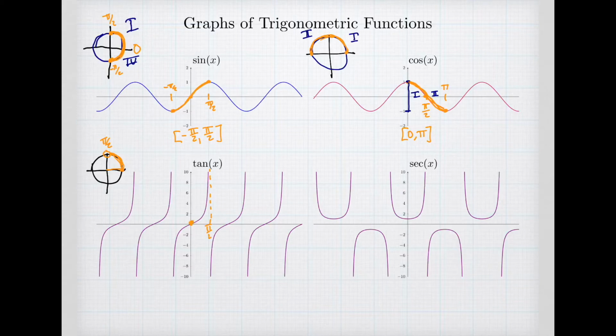And so the restricted domain in the first quadrant includes this first part of the graph. So how could I extend it? I could extend it by continuing on and going from pi over 2 to pi. So I could actually, I can't use this point again.